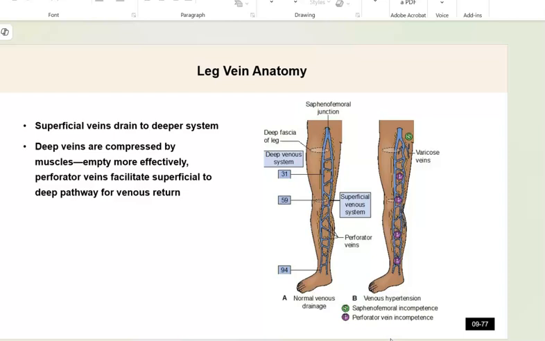With aging or primary venous disease, our superficial veins fail to empty and they become tortuous and dilated, and the flow from deep veins can reflux into superficial veins, worsening the pressures and the dilation and valve incompetence, and this will lead us to the varicose veins.